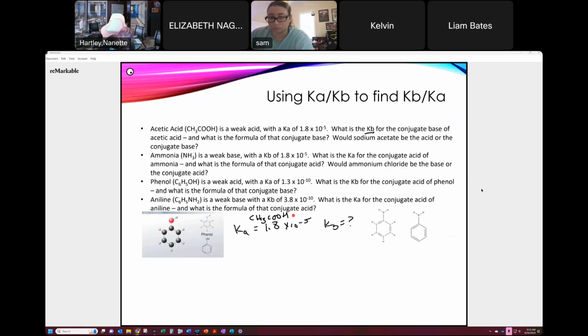Well, then I need to write the dissociation reaction for this, to give me that H plus and CH3COO minus, which is the conjugate base right there. That conjugate base has a name. It's an acetate ion. So if it says, would sodium acetate be the acid or the conjugate base, that is the salt of the conjugate base. Okay, so sodium acetate is the base.